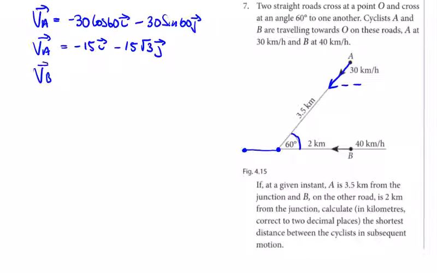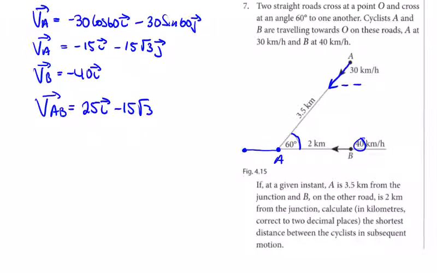The velocity of B is equal to minus, we're going to 40, so minus 40i. Because we're getting A to the junction, we're going to get the velocity of A relative to B, which is going to be minus 15 in the i direction, minus 40, so it's going to be 25 in the i direction, and we're going to have minus 15 root 3 in the j direction. So let's see what happens.